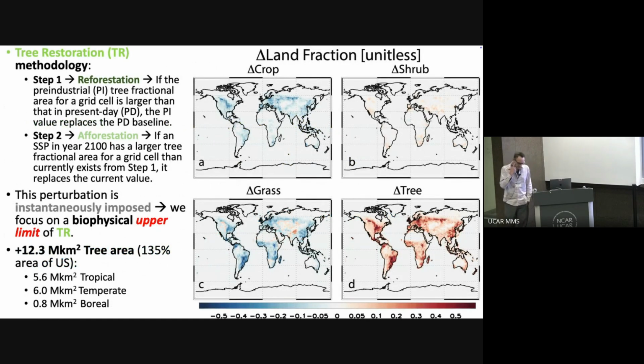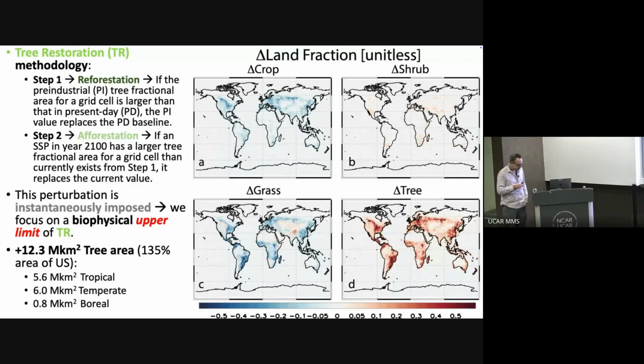So this is the land cover perturbation that I used in these simulations. Change in crop is panel A, change in tree is panel D. This is based on a multi-step procedure that involves both reforestation and afforestation. Reforestation is based on comparing the present day land cover to the pre-industrial value. If there's an increase in tree in that grid box, I use that tree cover area in the present day. That's reforestation.